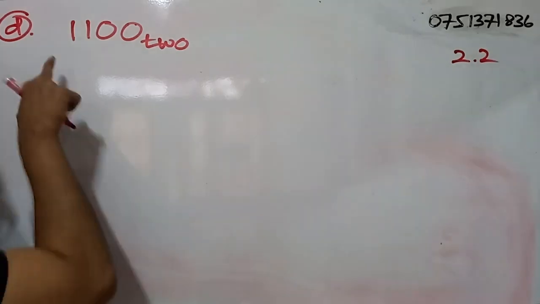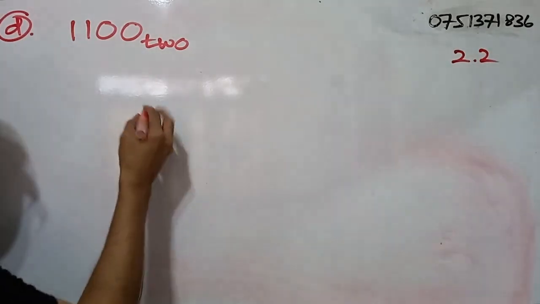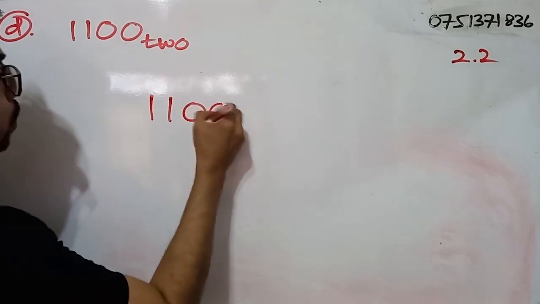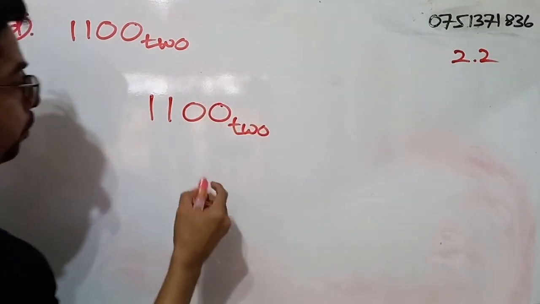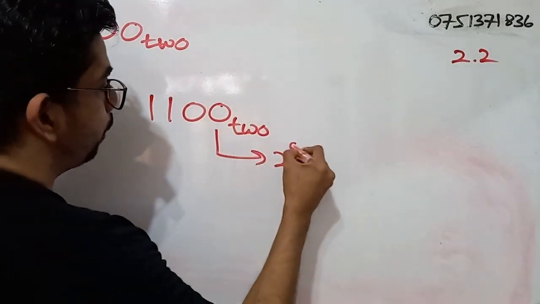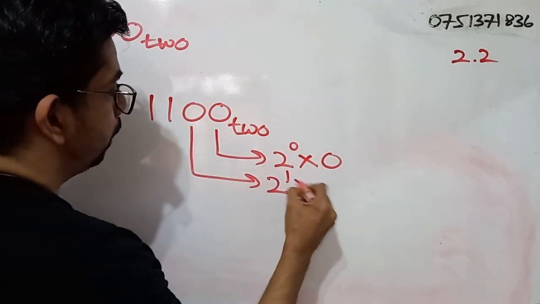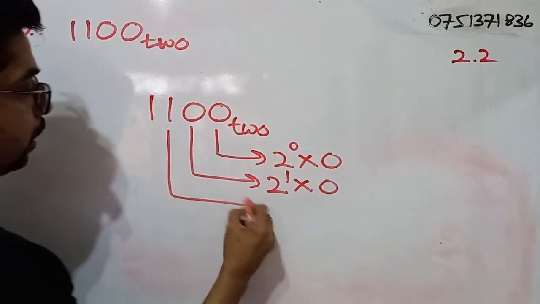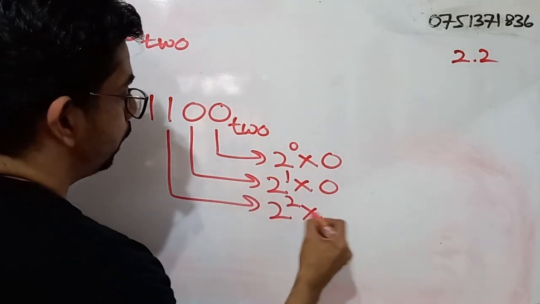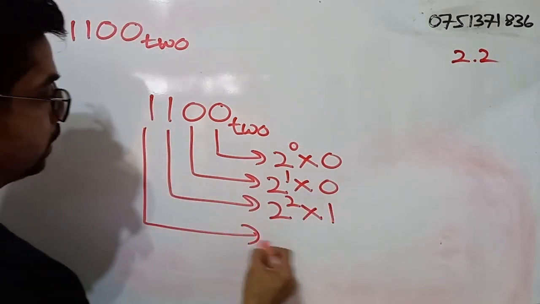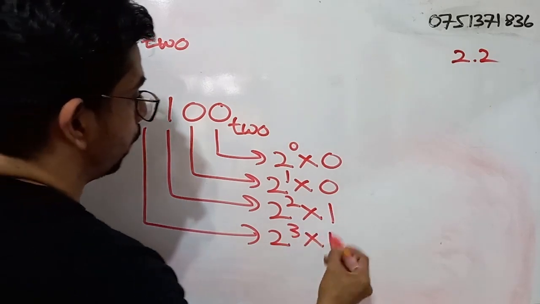Okay, simple D. So we have been given this number. So 1, 1, 0, 0, the base is what? 2. So 2 to the power 0 into 0. This is 2 to the power 1 into 0. This is 2 to the power 2 into 1. This is 2 to the power 3 into 1.